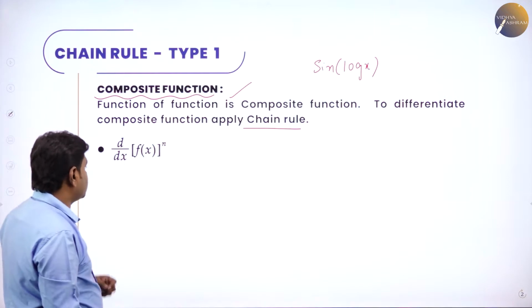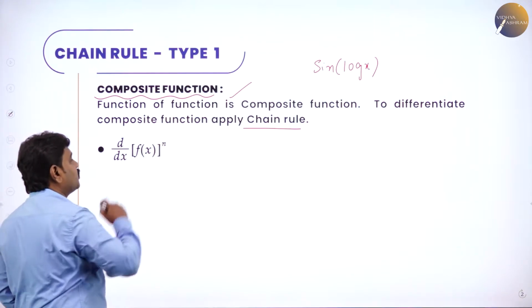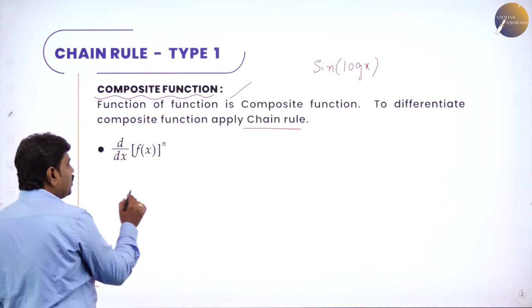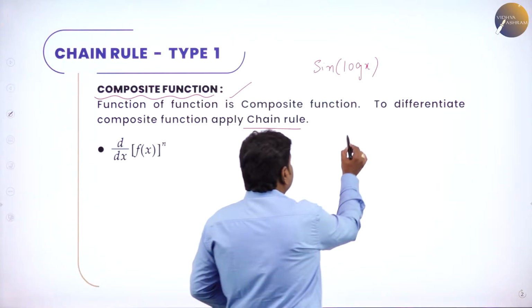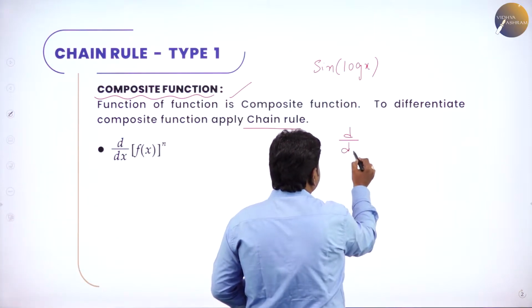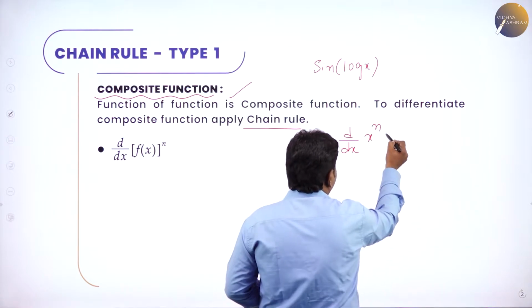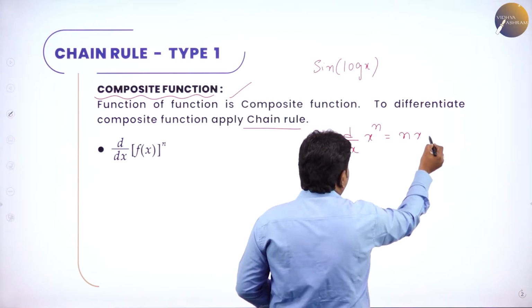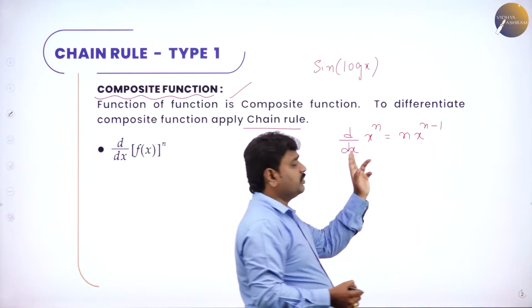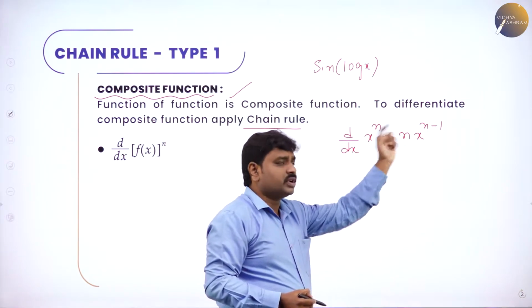So now the first type. Type wise we'll go on discussing d by dx of f of x power n. So all of you know the basic formula, d by dx of x power n. What is d by dx of x power n? N into x power n minus 1.